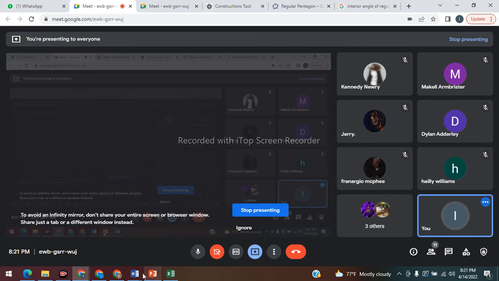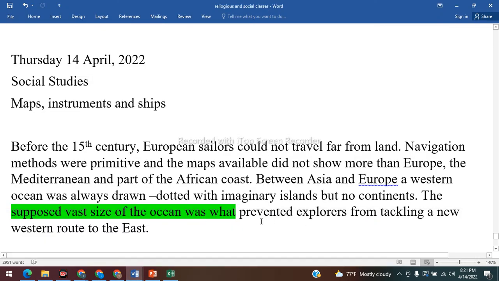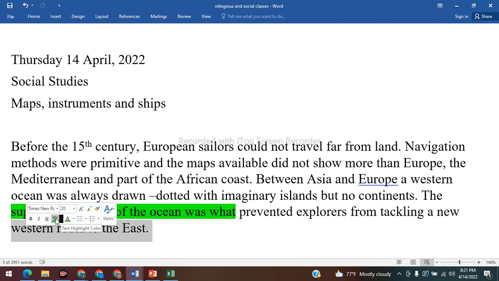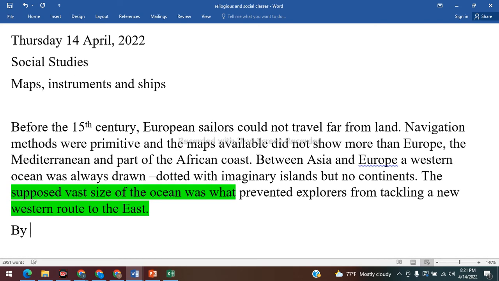Okay. So, like we said here, the supposed vast size of the ocean was what prevented explorers from tackling a new western route to the east. Okay, you understand that? Yes, sir. So they're saying that they thought the ocean was so big that even if we go with our boats out there, we ain't finding no more land. This is all the land there is. And so it prevented them from going west.